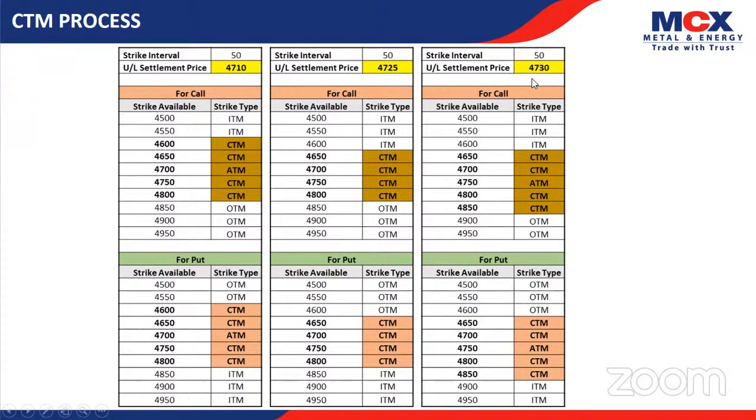Similarly, if you flip to the extreme right, if the underlying crude oil futures closing price on the option settlement was 4730, in that case the nearest strike to 4730 was 4750. It becomes ATM. Two strike prices below 4750 and two strike prices above 4750, that is a band from strikes of 4650 to 4850, becomes CTM. Now, there could also be a remote situation wherein the underlying crude oil futures contract comes at 4725. That is exactly midway in the strike price interval. In that case, there won't be any ATM. So two strike prices below 4725, that is 4700 and 4650, and two strike prices above, 4750 and 4800, four strike prices in that case would be taken as CTM.